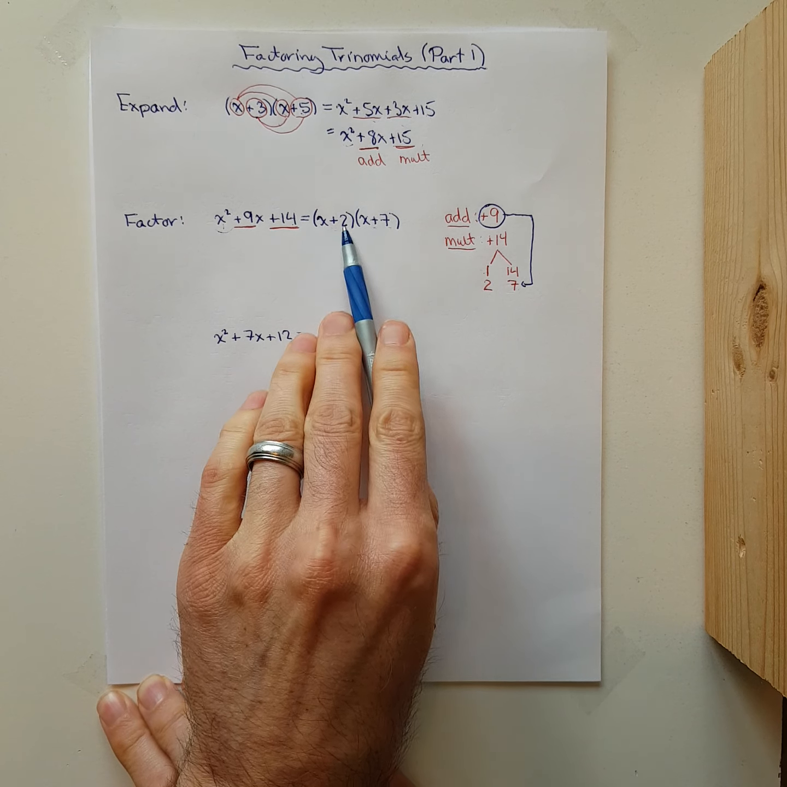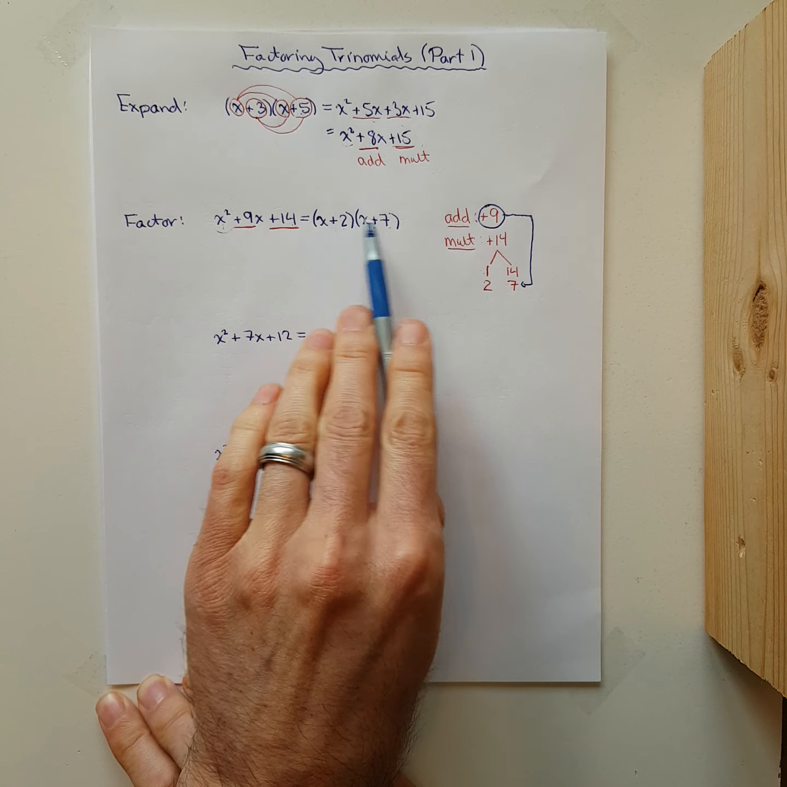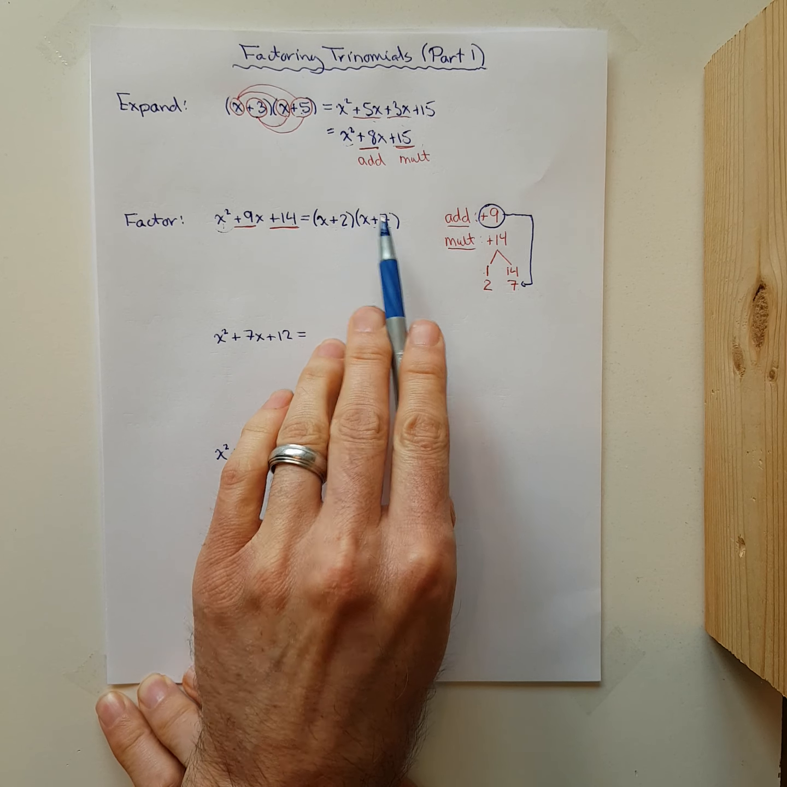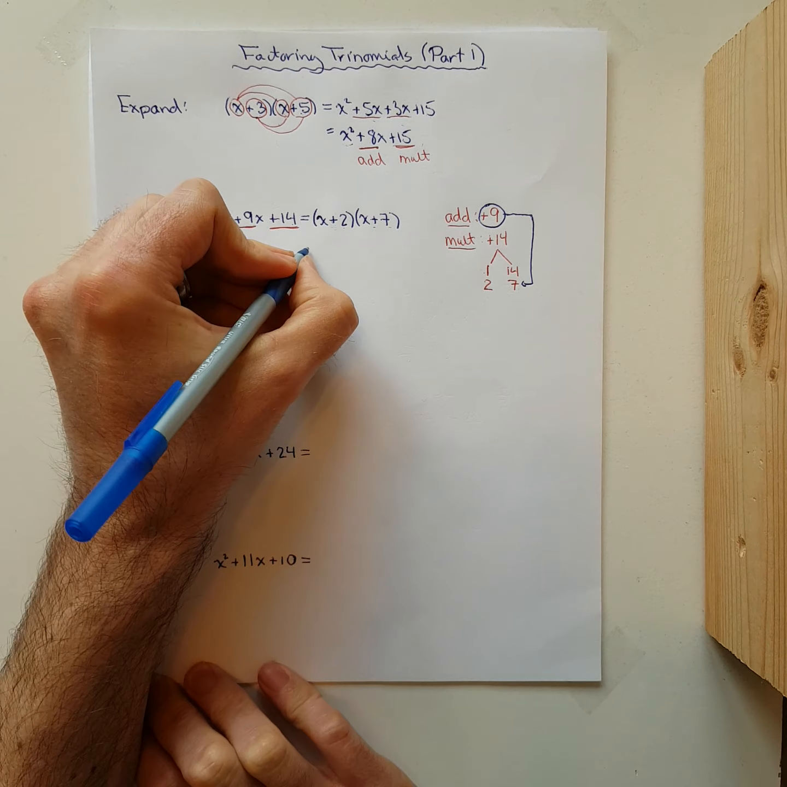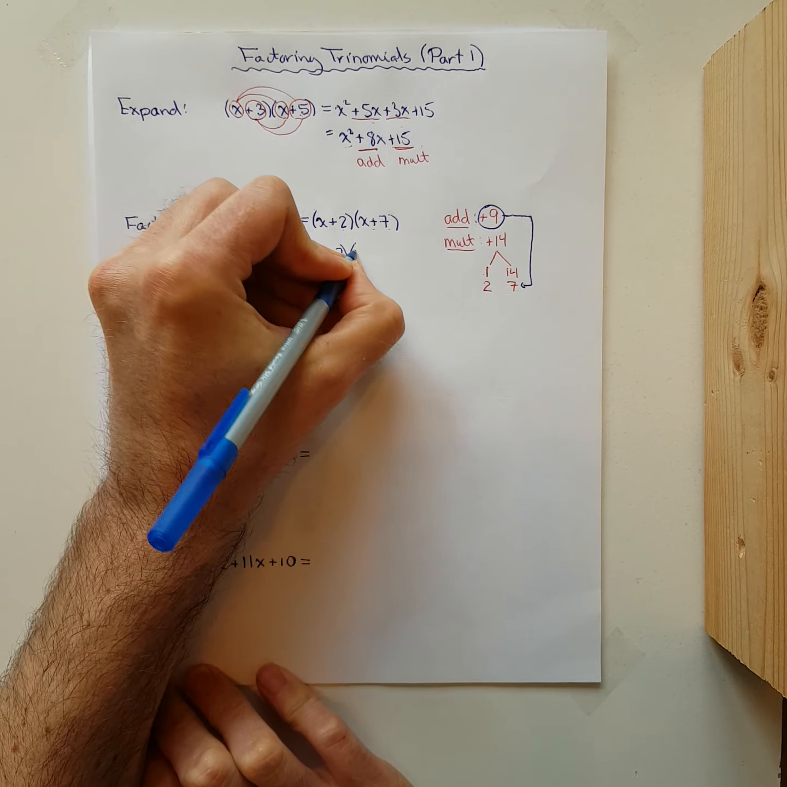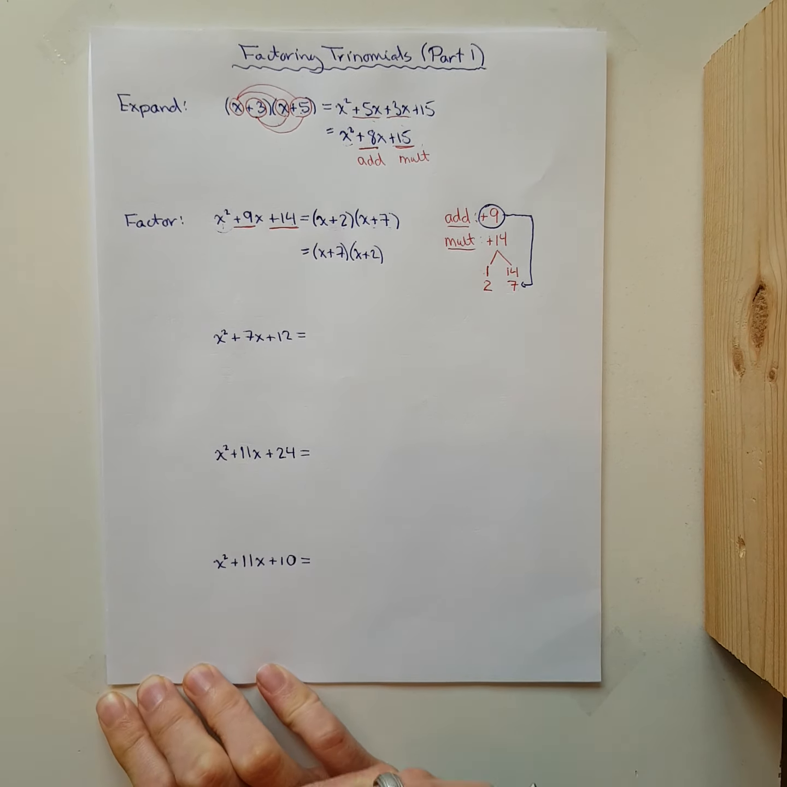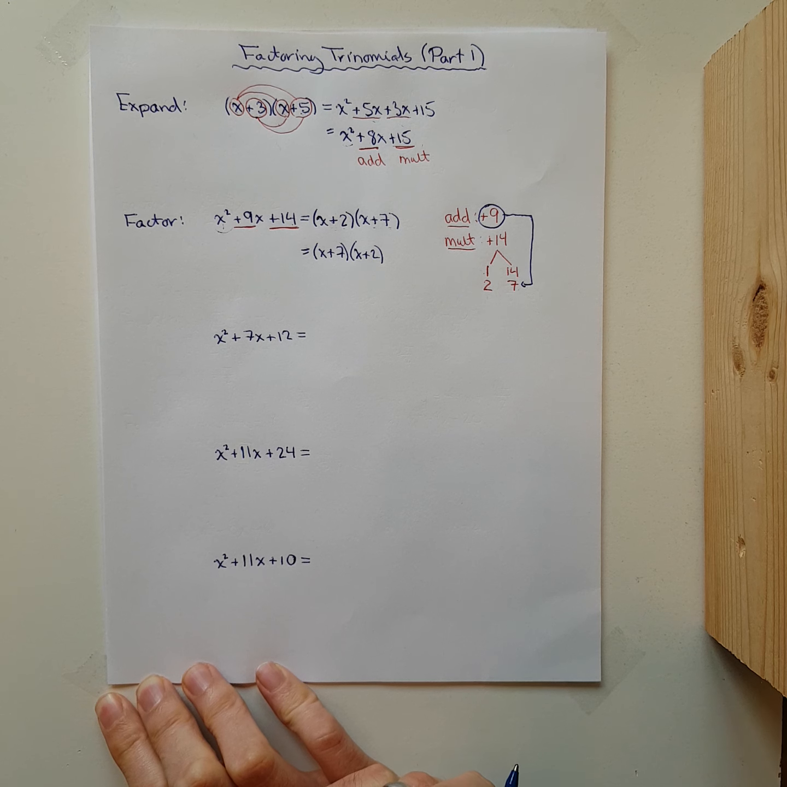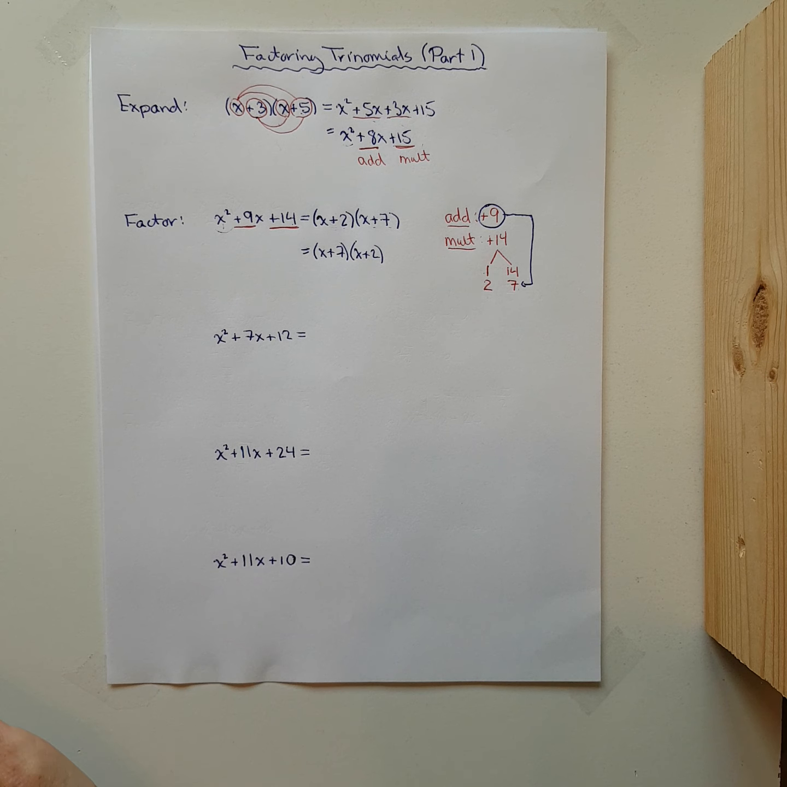If some of you jumped ahead and were thinking the numbers in the other order, it's fine. You can put the numbers in whatever order you like. It would also be correct to write this as x plus 7 and x plus 2. The order that we write them in is not important. Lastly, I just want to show you this, and then we'll work through some examples together.